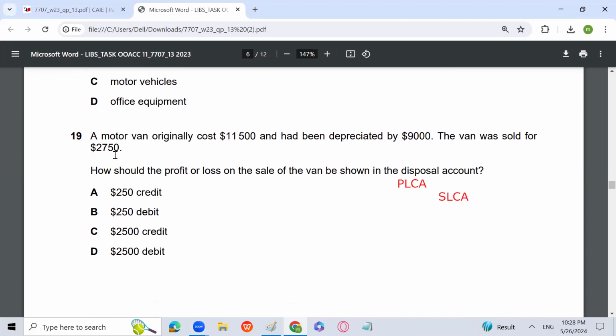A motor van originally cost 11,500, had been depreciated by 9,000. The van was sold for 2,750. How should the profit or loss on the sale of the van be shown in the disposal account? He's saying the disposal account, so how will you show that profit or loss? Let's prepare the disposal account.